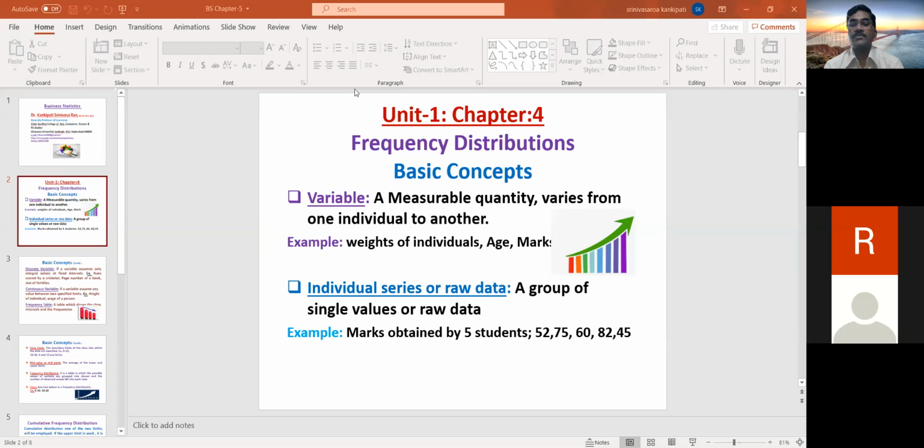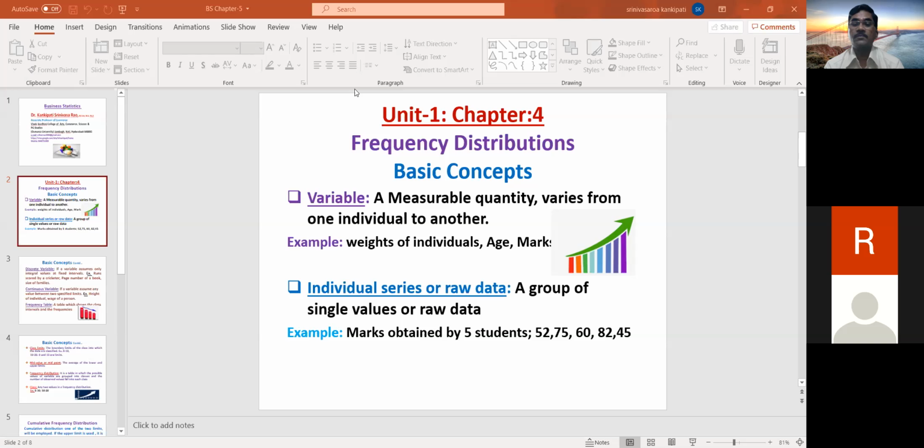What you have to do is arrange it in order, ascending order, as I told you. You have to identify the least one and the highest number. The least one among the five, what is it? 45. And the highest one is 82. So you record the least one, 45, at the beginning, followed by 52, 60, 75, and the maximum is 82.